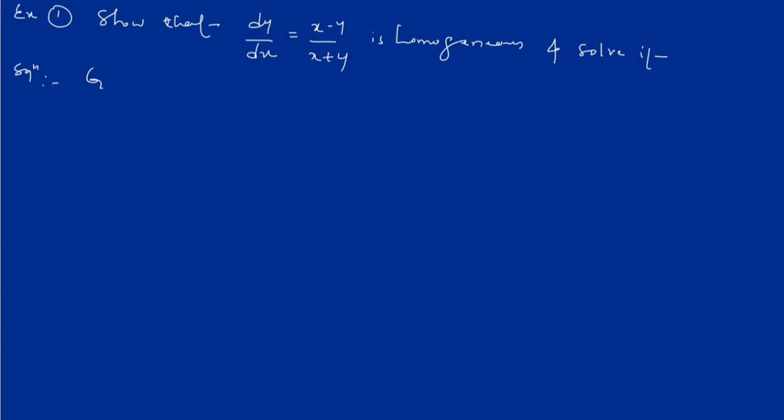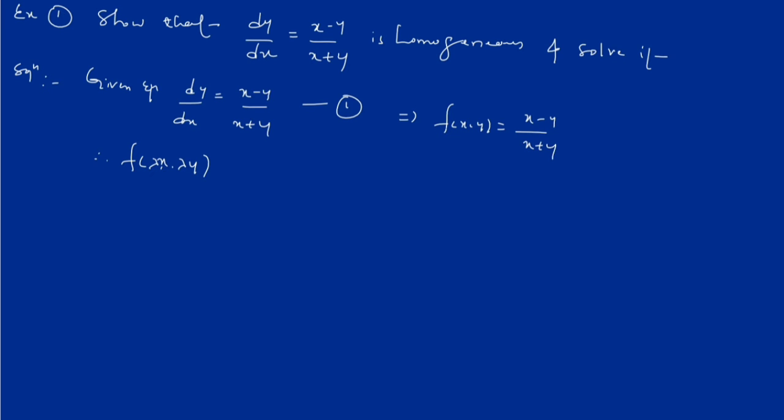Solution: let us consider the given equation, dy by dx equals x minus y upon x plus y; take it as equation 1. Now it is in the form dy by dx equals f of x comma y. Let's check whether it is homogeneous and of which degree. We can write f of x comma y equals x minus y upon x plus y. Similarly, in place of x and y we write f of lambda x comma lambda y, which equals lambda x minus lambda y upon lambda x plus lambda y.